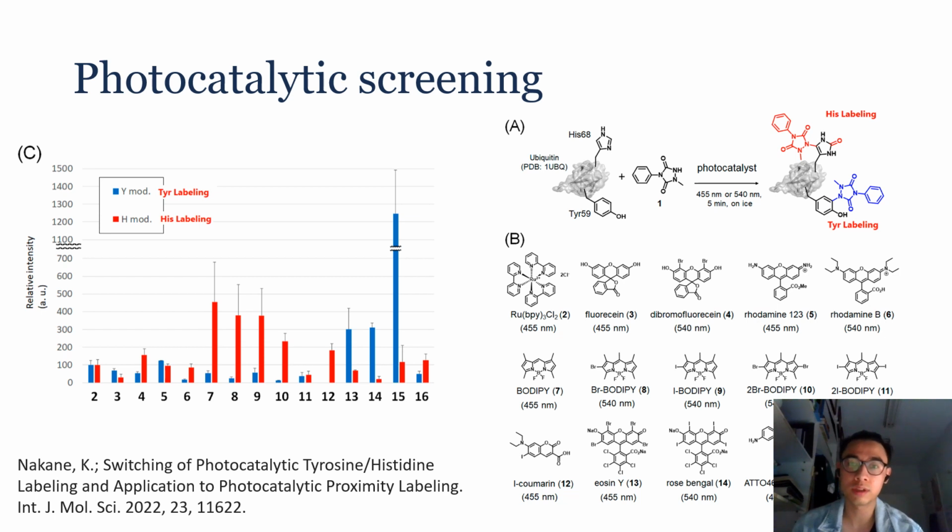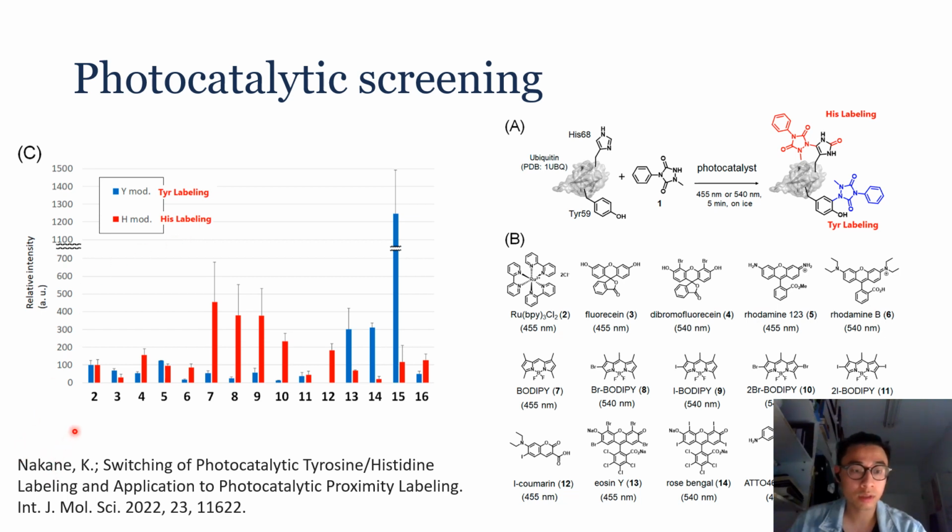Because there are two different mechanisms, the author wants to know what role the photocatalyst plays in it. Here he chose 15 different photocatalysts and wants to compare which pathway each photocatalyst works through. So he used ubiquitin, which has only one histidine and one tyrosine, and added the 15 different photocatalysts. After lysis with trypsin, we can compare the number of tyrosine and histidine labels to know which pathway these photocatalysts work through. We can see the left figure. The blue is tyrosine labeling, and the red is histidine.